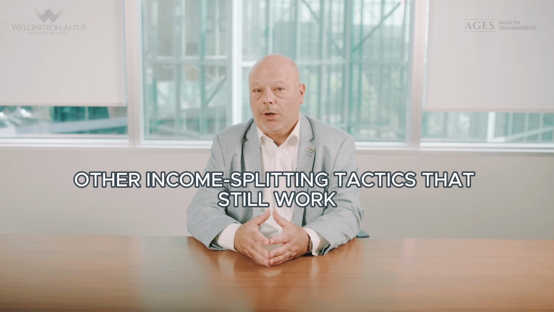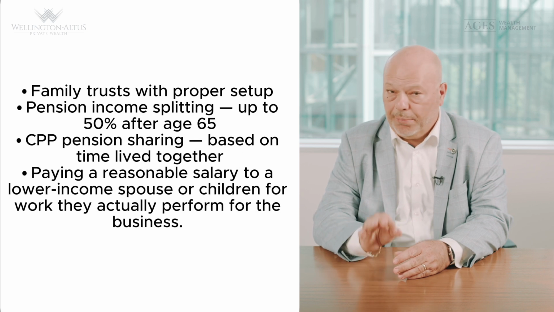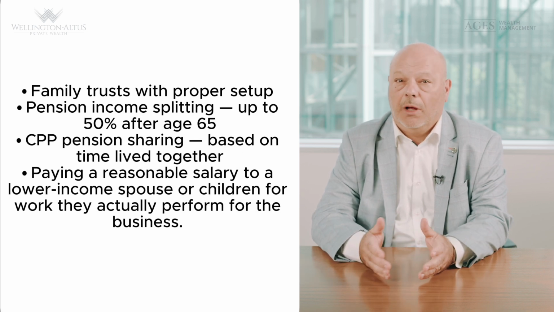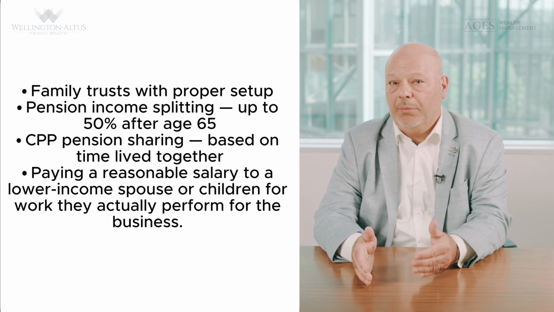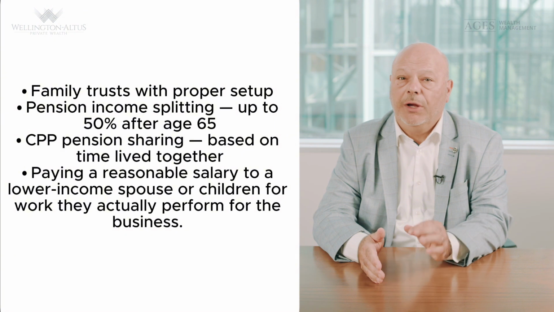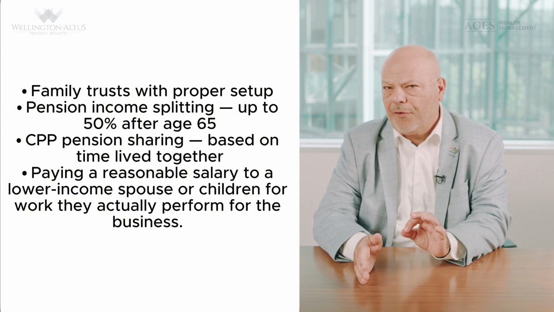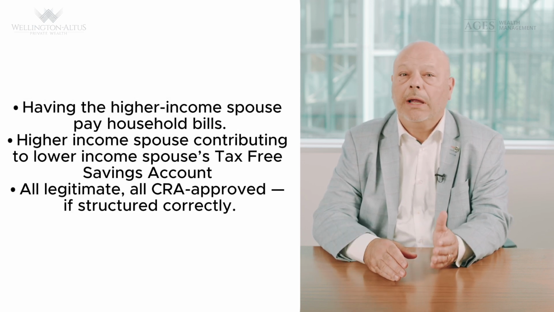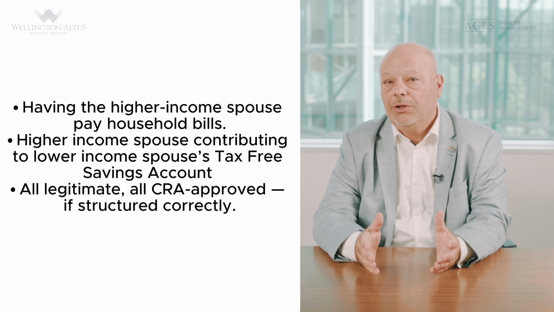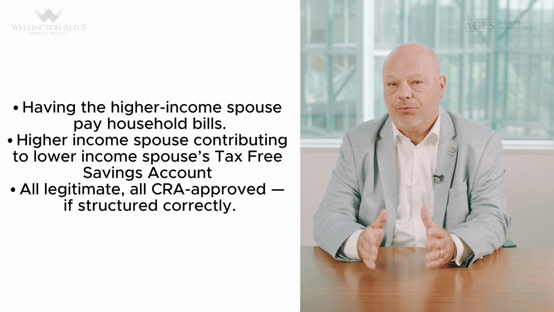Section 6. Other income splitting tactics that still work. Beyond RRSPs and prescribed rate loans, here are a few more tools families are using. Family trusts with proper setup. Pension income splitting, up to 50% after age 65. CPP pension sharing based on the time lived together. Paying a reasonable salary to a lower income spouse or children for work they actually perform for the business. Having the higher income spouse pay the household bills. Higher income spouse contributing to lower income spouse's tax-free savings account. All legitimate, all CRA approved if structured correctly.